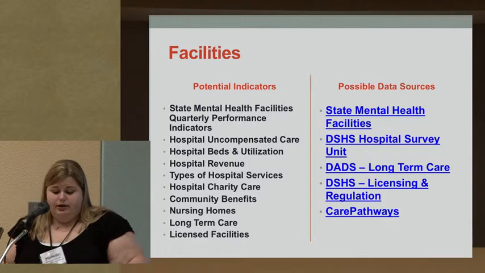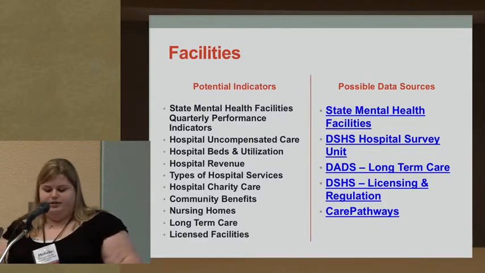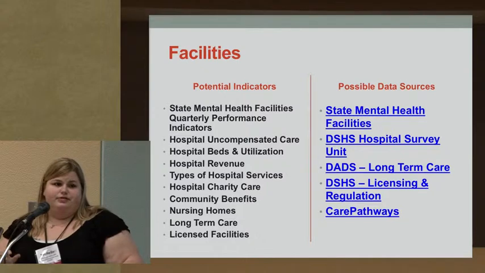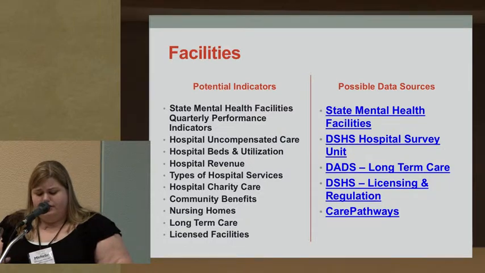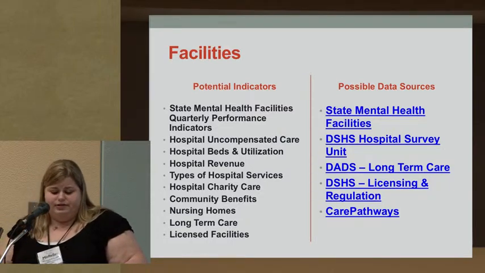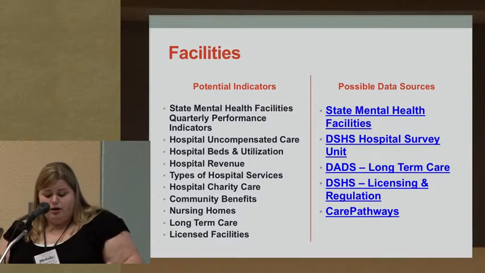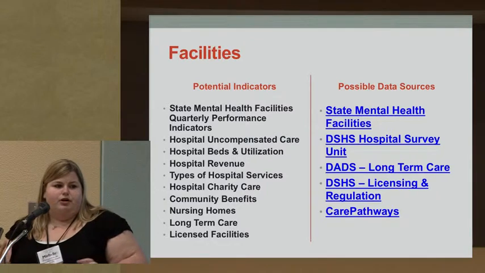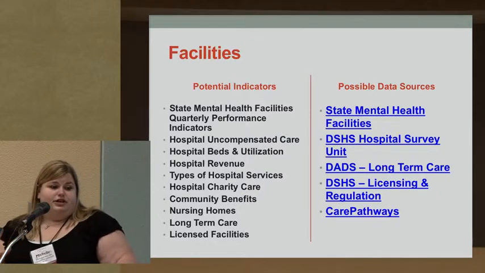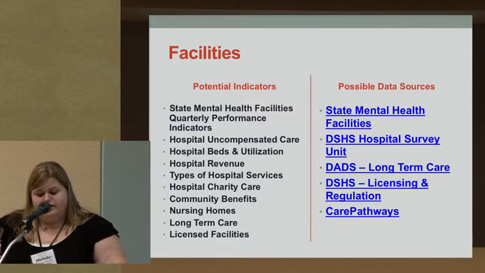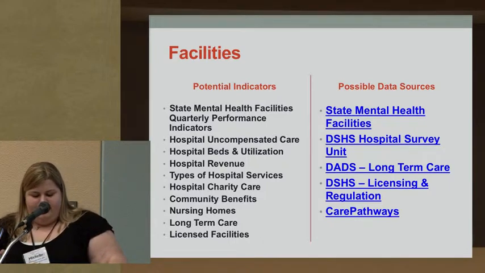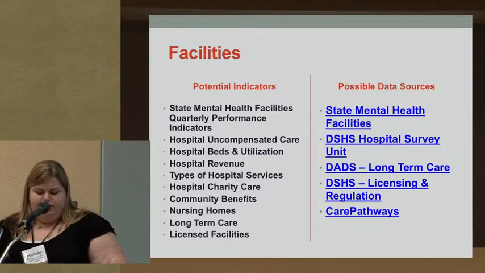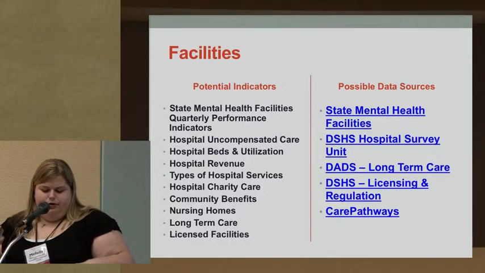Facilities. Again, there's the state mental health facilities in which you can look at facilities that provide mental health services. We have a hospital survey unit within the Center for Health Statistics that looks at uncompensated care, beds and utilization, revenue from the hospital, types of hospital services that are offered at the hospital. You can pull these up actually on the website. We also have a licensing and regulation area at DSHS. And then there's a care pathways where you can actually look at licensed facilities for long-term care.